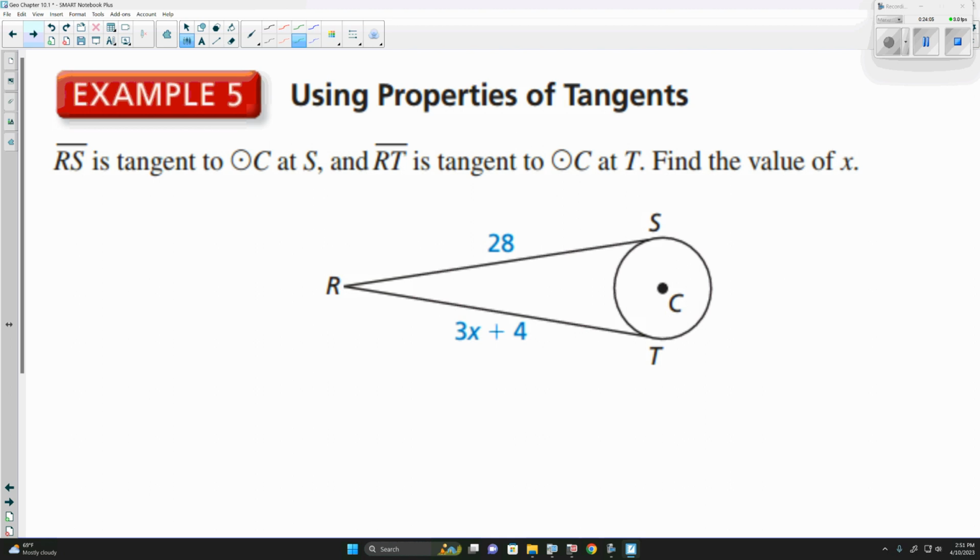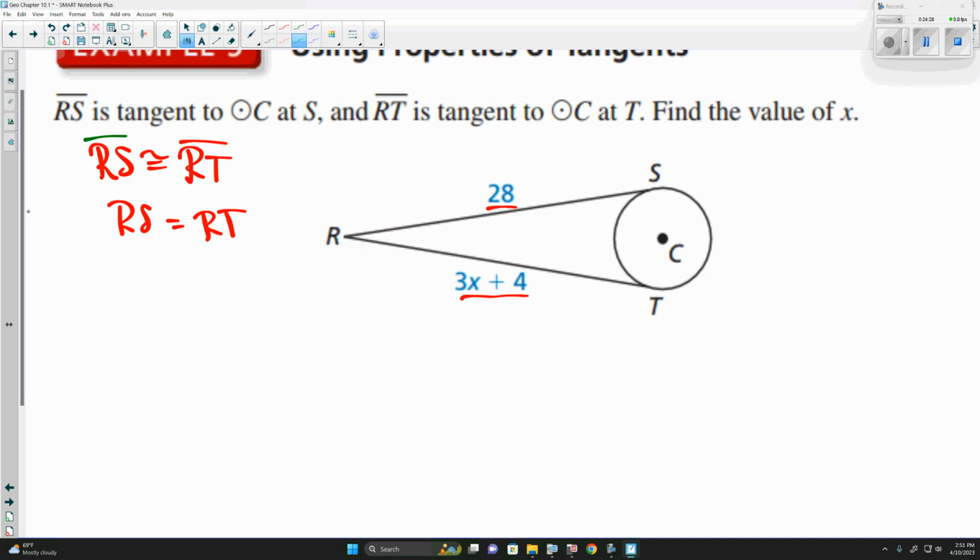So we know that 3x plus 4 and 28 are the same. And really, if we did this mathematically, you don't have to write this all out. We would know that RS is congruent to RT. And because of the definition of congruent segments, we can say RS is equal to RT. But we know that RS is 3x plus 4 and RT is 28.